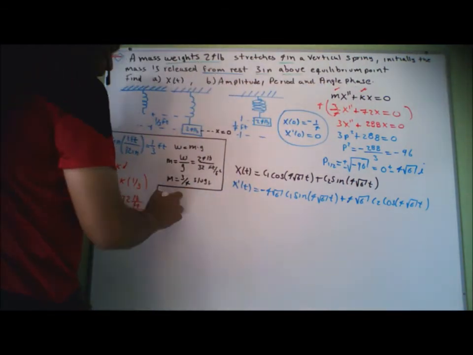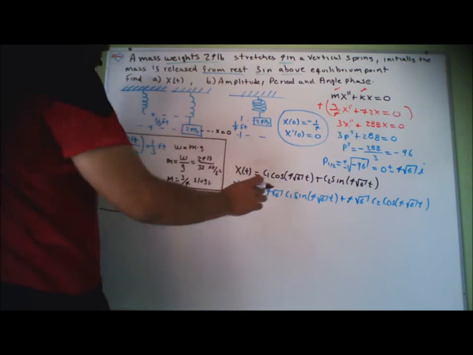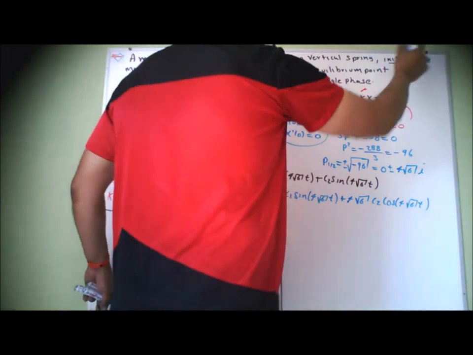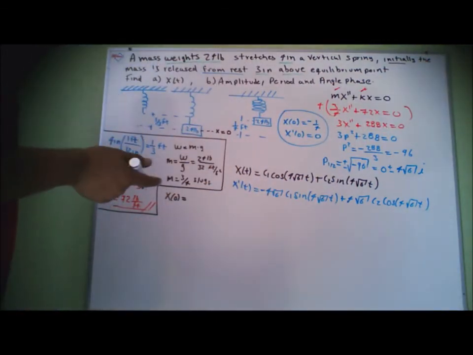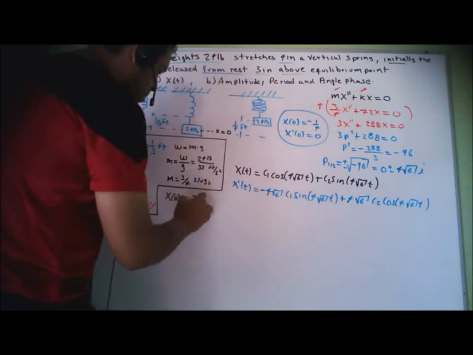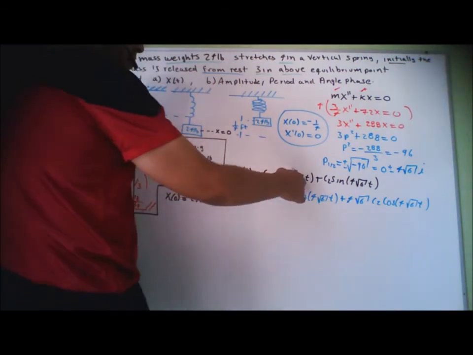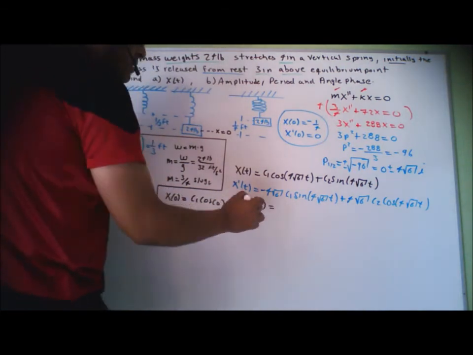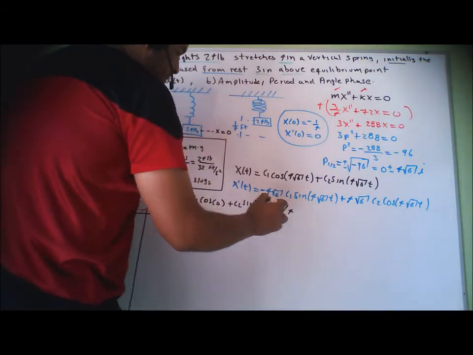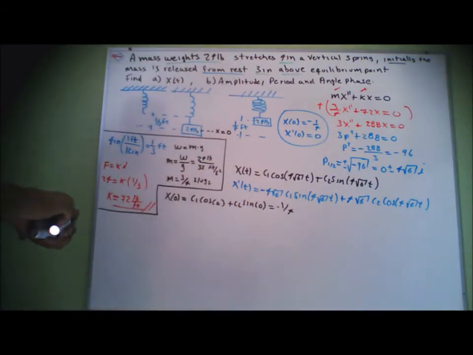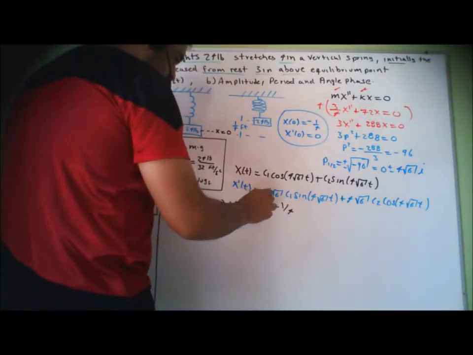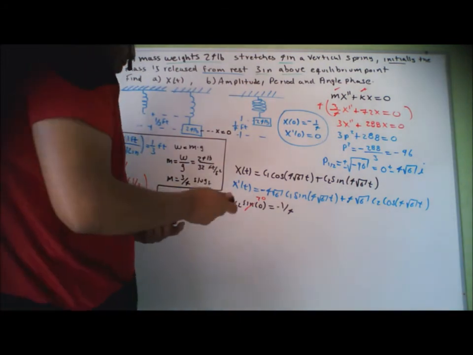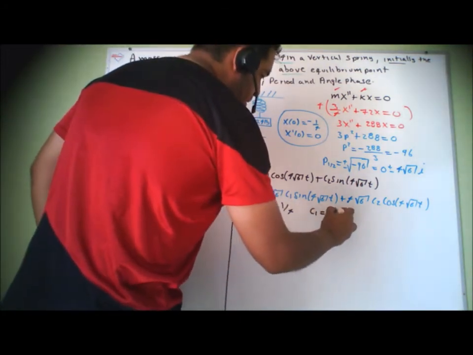Now let's do x of 0. Here the time is equal to 0, because it says initially, and initially means time equal to 0. So it's c1 cosine of 0 plus c2 sine of 0, and that is supposed to be equal to minus 1/4. The sine of 0 is 0, and the cosine of 0 is 1. So from there we can calculate c1. c1 is clearly minus 1/4.